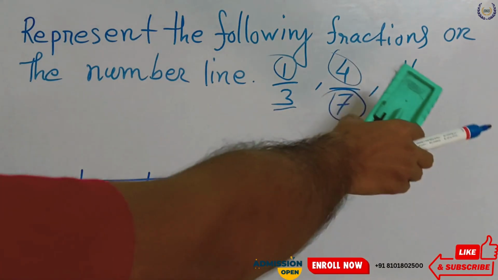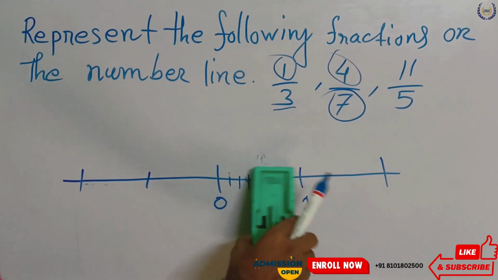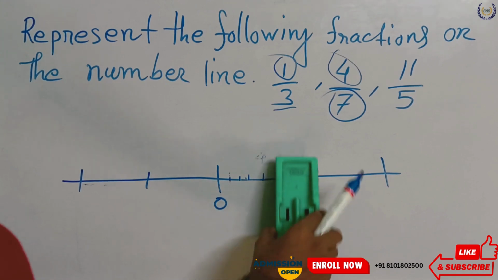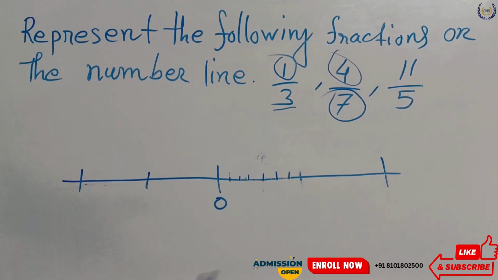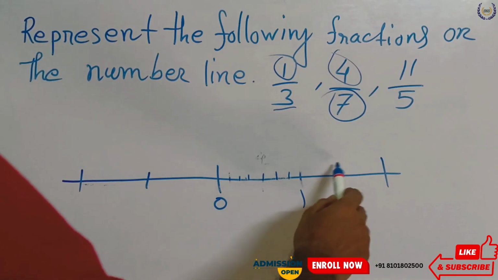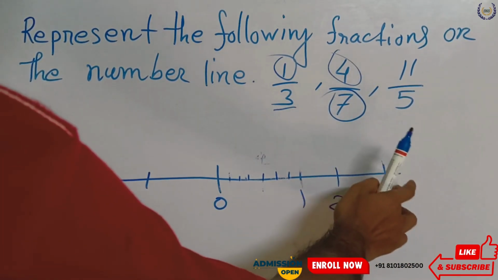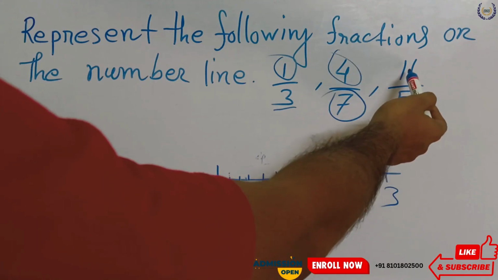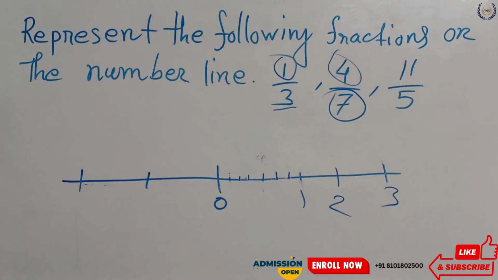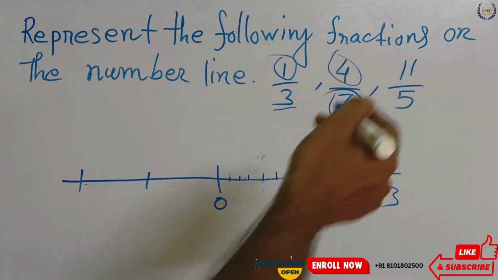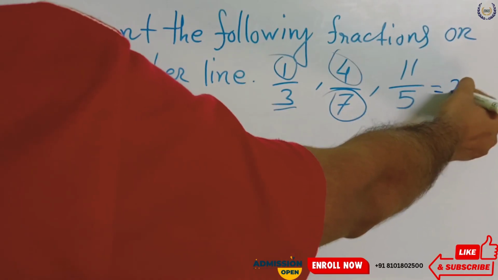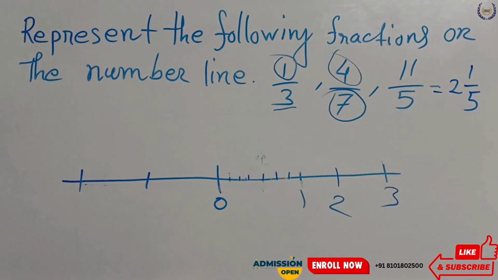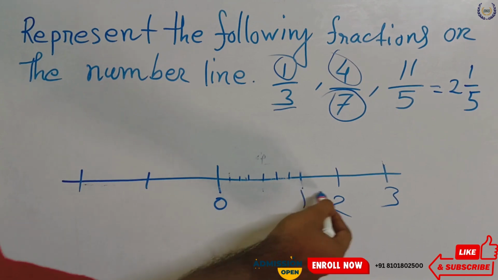Next one, 11 by 5, that is a little bit of a twist. Okay, so it is 1, suppose 2, and it is 3. Okay, so here it is 11 by 5. As you can see, the numerator is bigger than the denominator. So at first you will convert this fraction into a mixed fraction. So if I convert this into the mixed fraction, then it will be 2 and 1 by 5. Okay, so 2, 1, 1, 2.